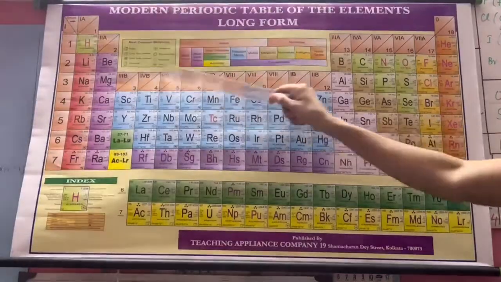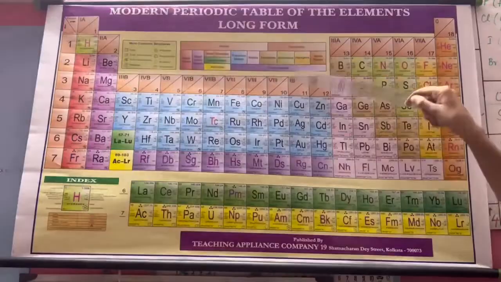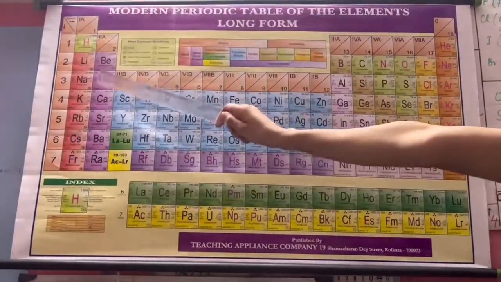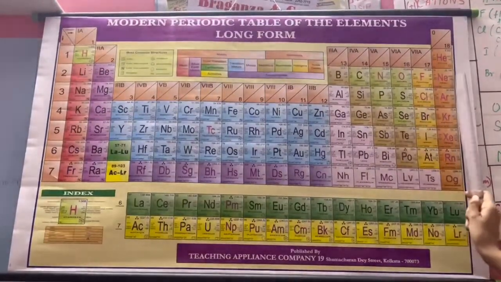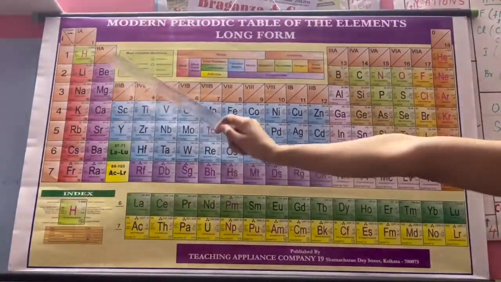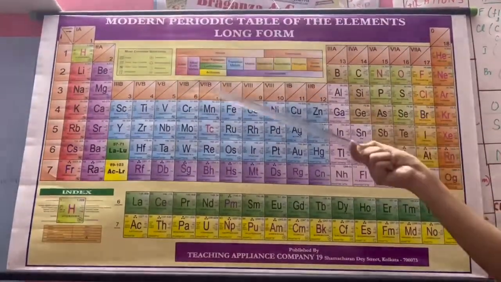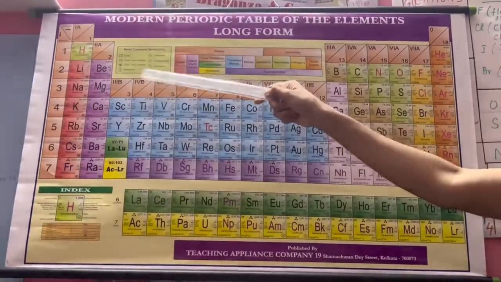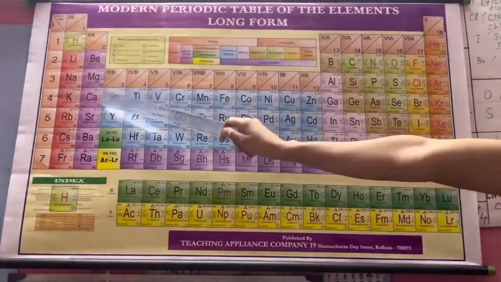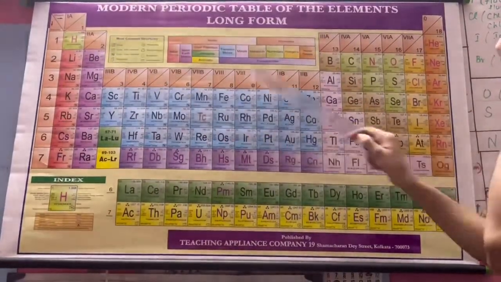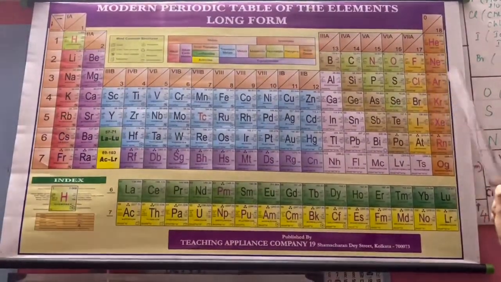Period 2, again you start from here. This part, group 3 to 12, is empty. So period 2 starts with lithium, beryllium, and then there is a gap, and then it starts with boron till neon. Then comes period 3, and the same thing happens as in period 2. Again there is a gap, it starts with sodium, magnesium, and then there's a gap, and again it begins with aluminium, silicon, phosphorus, sulfur, chlorine, argon.